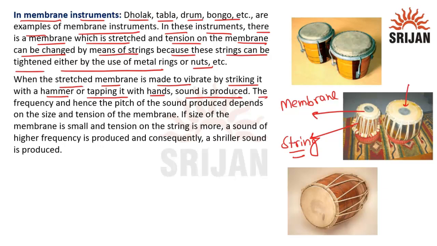The frequency and hence pitch of the sound produced depends on the size and tension of the membrane. If the size of the membrane is small and tension on the string is more, a sound of higher frequency is produced and consequently shriller sound is produced. That means if the size of the membrane is small and tension is high, then frequency increases and accordingly the pitch increases. So we get a shriller sound.